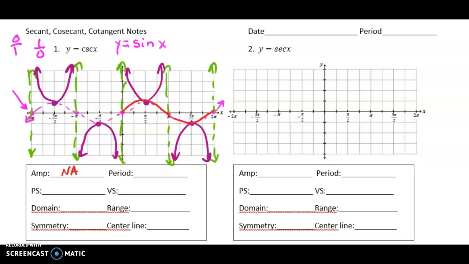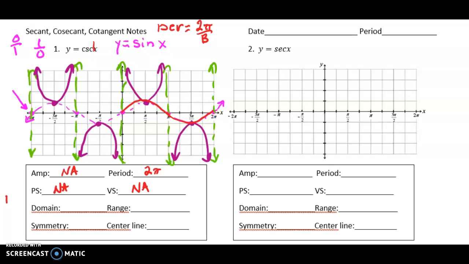The period, so how many radians did it take to see one parabola up and one parabola down? It took 2 pi. You find the period the same way we always do: 2 pi divided by b, and b is in the same place. Okay, the phase shift: this one didn't have any phase shift, nor did it have a vertical shift, so we'll just say NA.